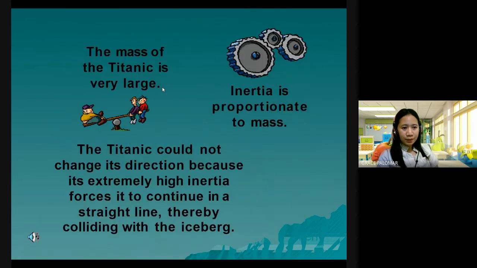Basically, the mass of the Titanic is very large. Since inertia is proportional to mass, the Titanic could not change its direction because its extremely high inertia forces it to continue in a straight line, thereby not avoiding the iceberg but still colliding with it. That's why the biggest boat that was ever constructed, the Titanic, was sunk because of an iceberg.